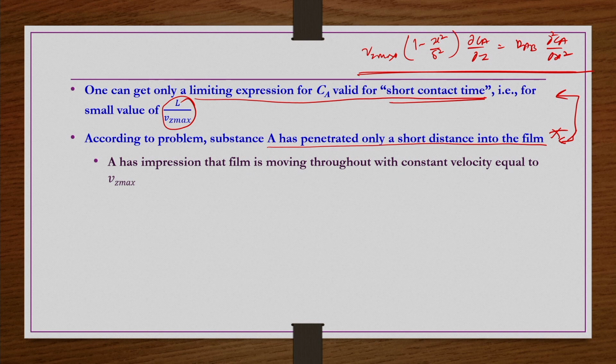Now, here also Vz max, because A is only able to penetrate a small distance. This is the entire film, but the gas molecules are here. The molecules penetrate only a small distance into the liquid film, so the gas molecules have the impression that the film is moving with a constant velocity, the maximum velocity possible at the gas-liquid interface, because they penetrate only to a smaller distance.